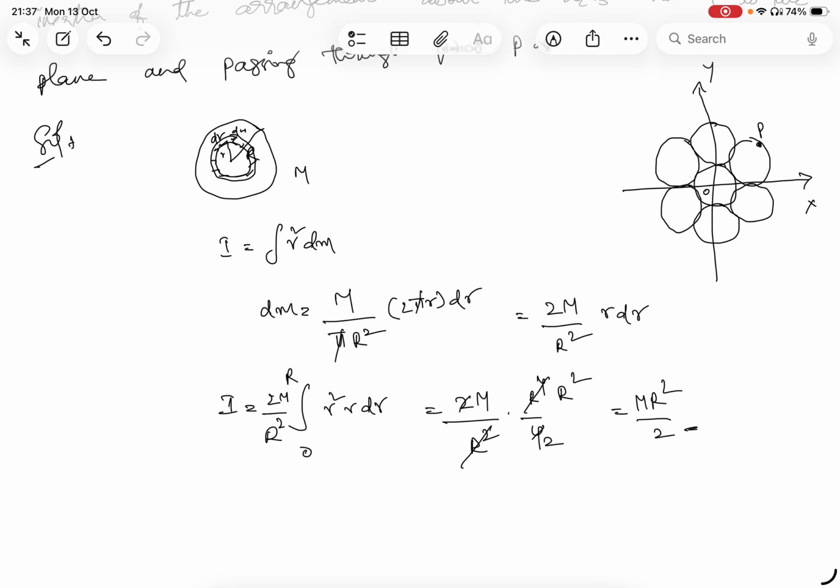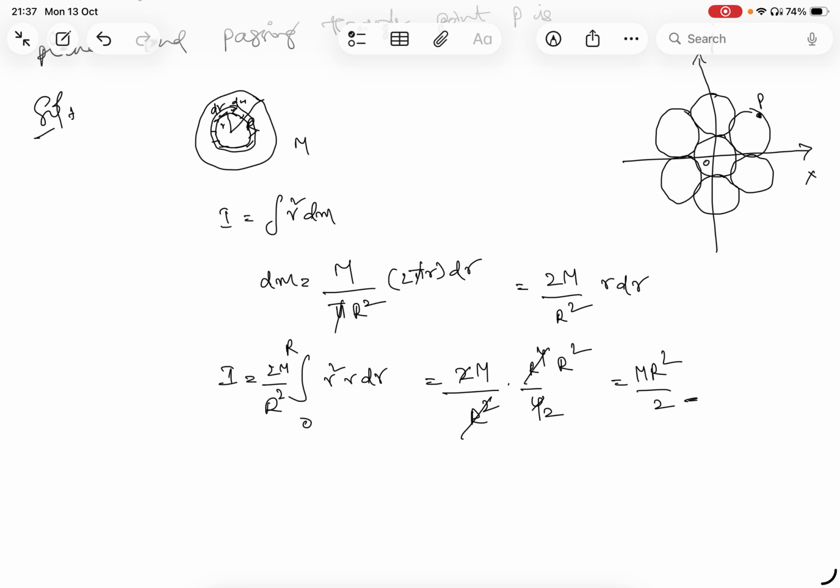So now let's figure out the moment of inertia of this structure about the center of mass, which is O. Then we'll go for finding out the moment of inertia about the point P using the parallel axis theorem. Fine. As you can see, for this first circle, its center is coinciding with the origin. So it is having I equal to m r square by 2.